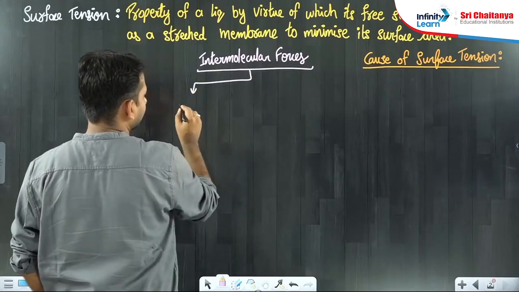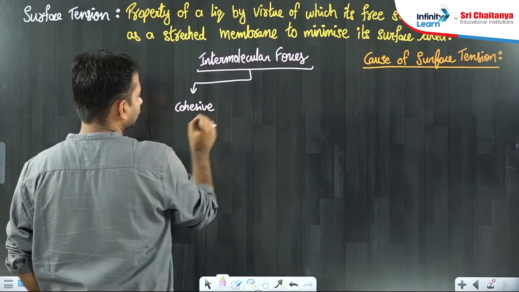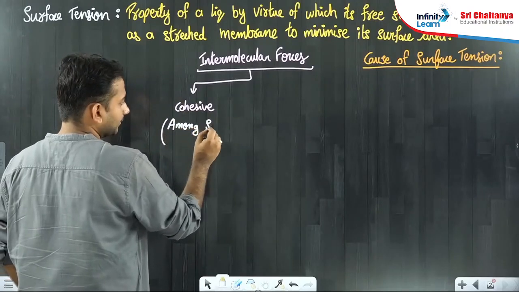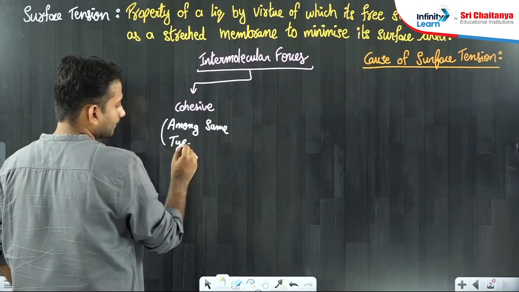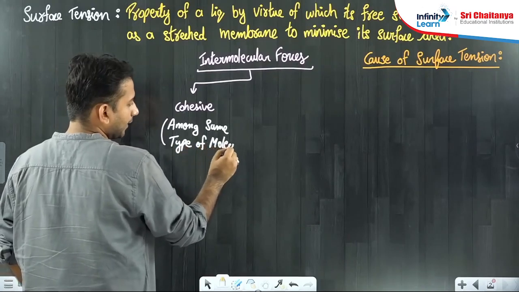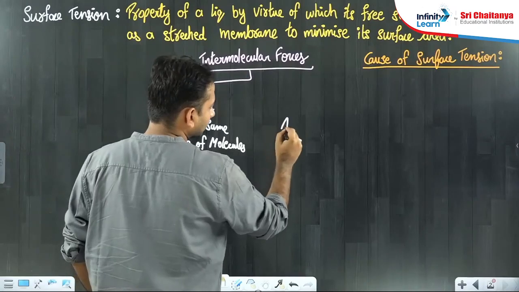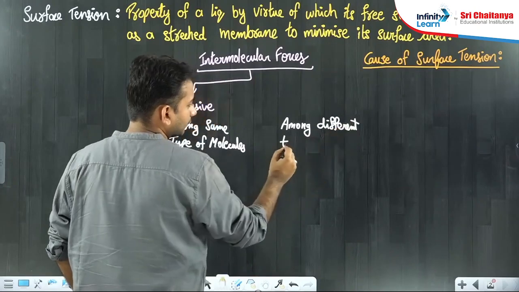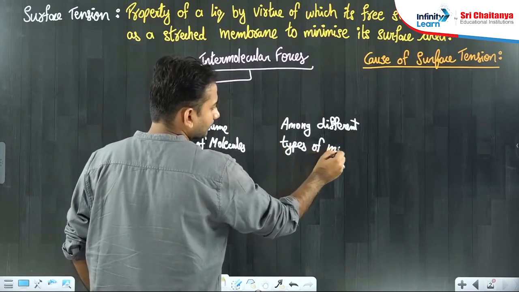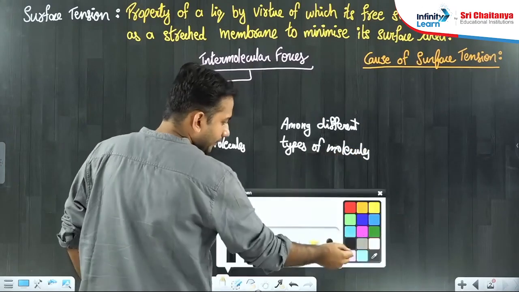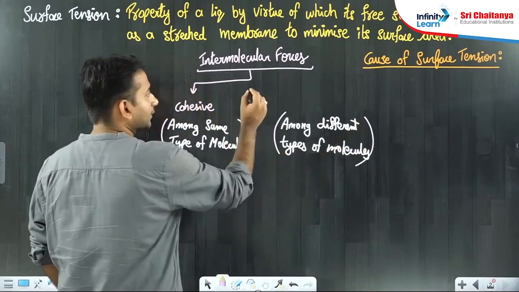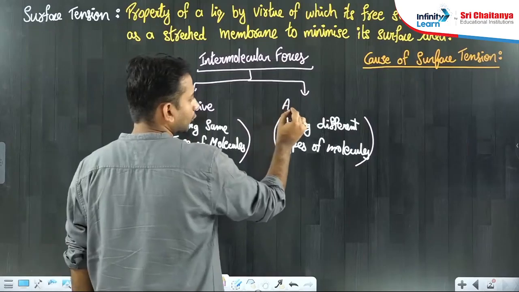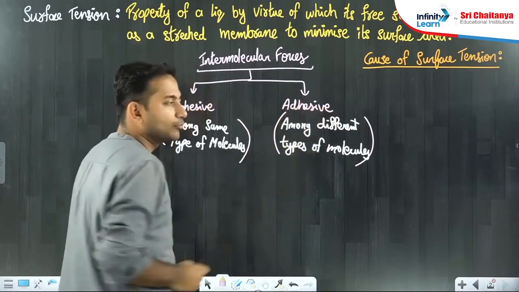Cohesive and adhesive. Cohesive forces are forces among the same type of molecules. And if you talk about adhesive forces, that is among different types of molecules. Right? So why are we talking about intermolecular forces here, sir? Because the root cause of surface tension is cohesive force only, these cohesive forces. Okay, so let us see how it is happening.